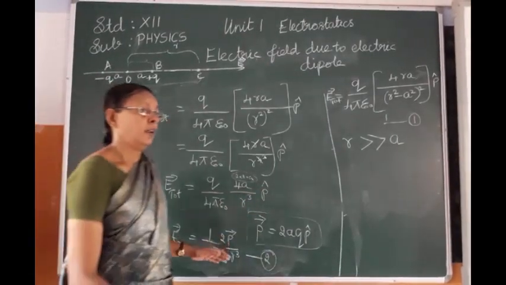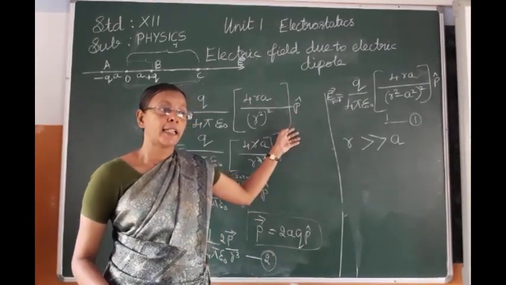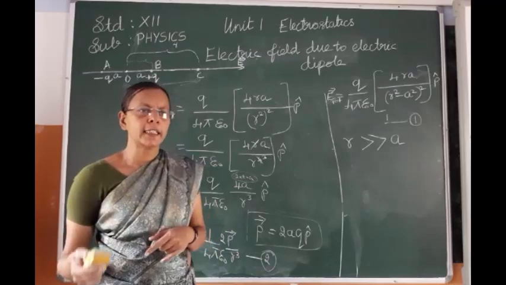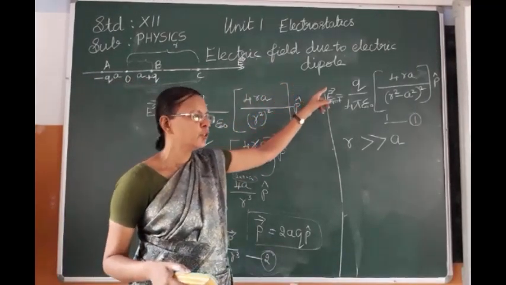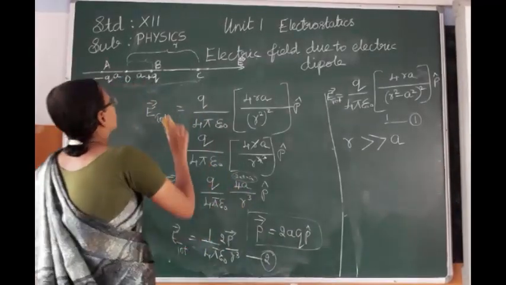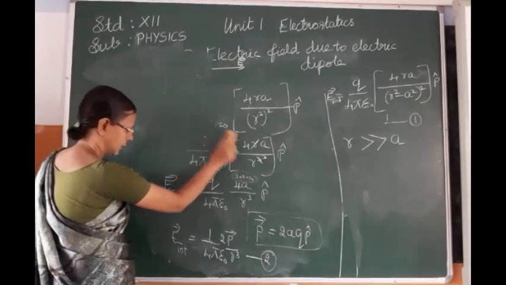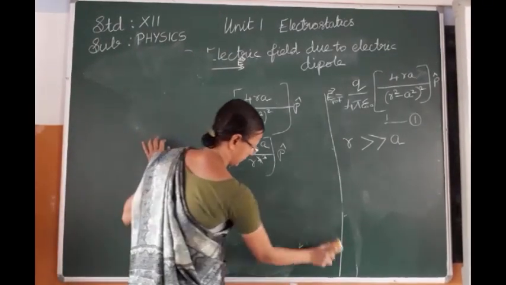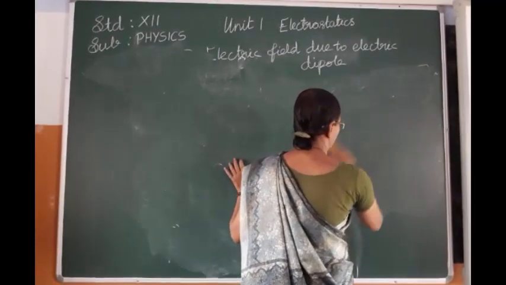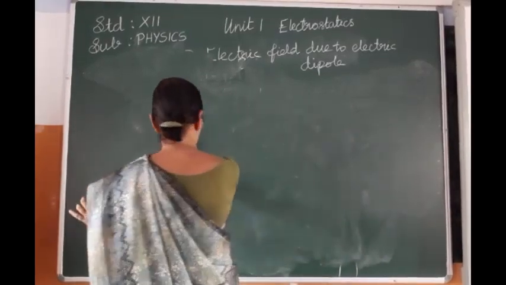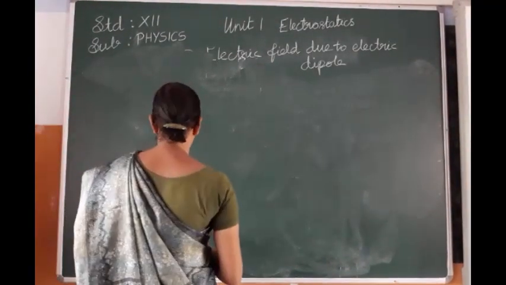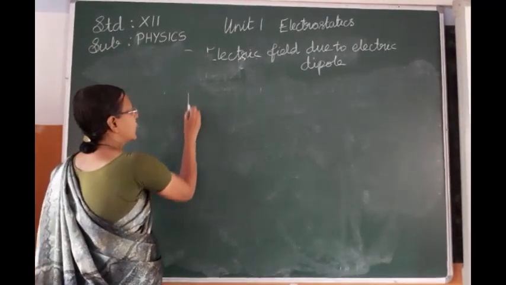Now we have learned about the point on the axial line. Next is case 2. This was case 1, the axial line. The second case is the electric field due to an electric dipole at a point located on the equatorial line. About that we are going to learn. You have to draw the diagram here for the equatorial line. First I am drawing a diagram, then you can understand it.